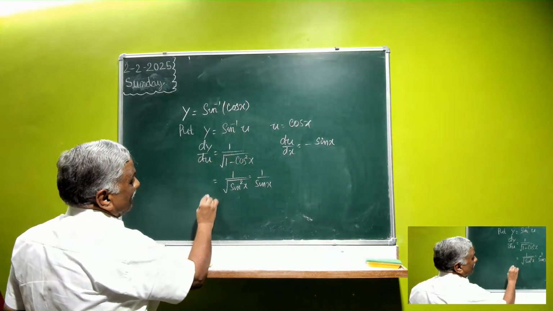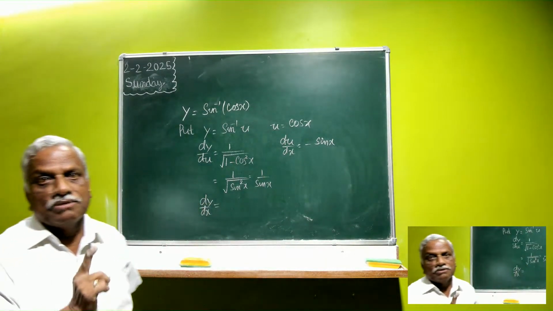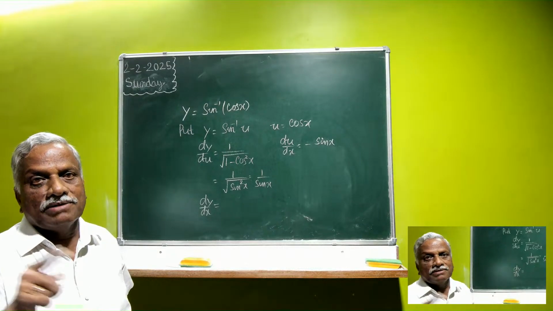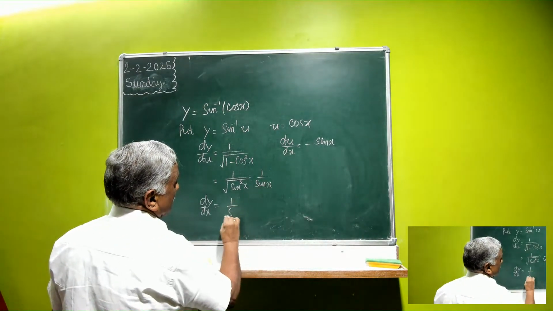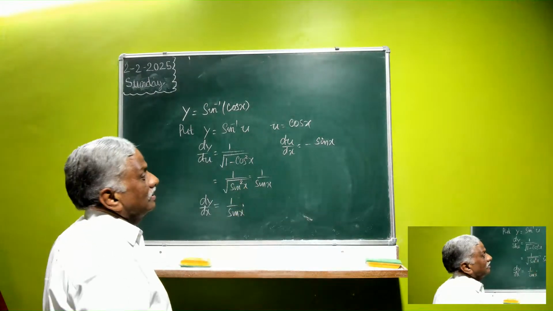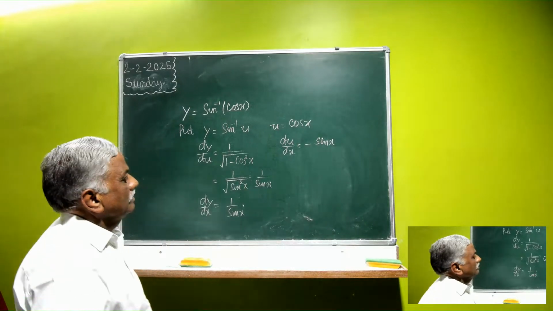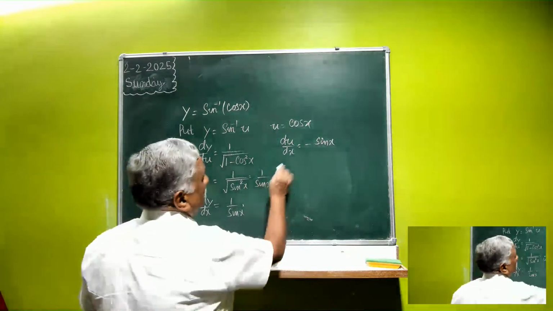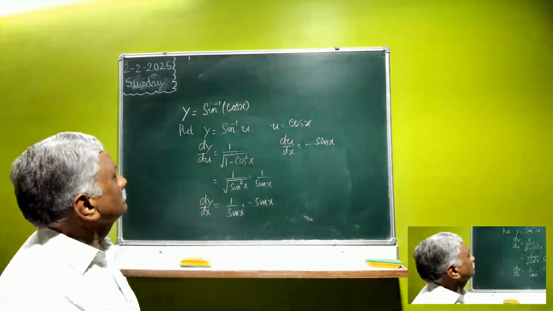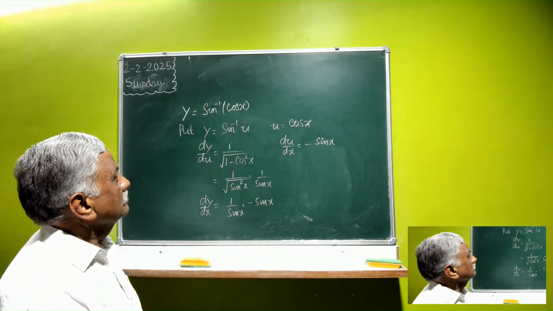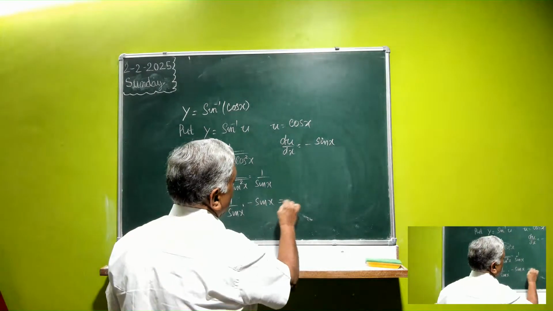So what do you want? Now we want dy by dx. You need not write the formula every time. And remember, dy by dx is dy by du into du by dx. So dy by du is 1 over sin x, and du by dx is minus sin x. So what is the answer? Answer is minus 1.